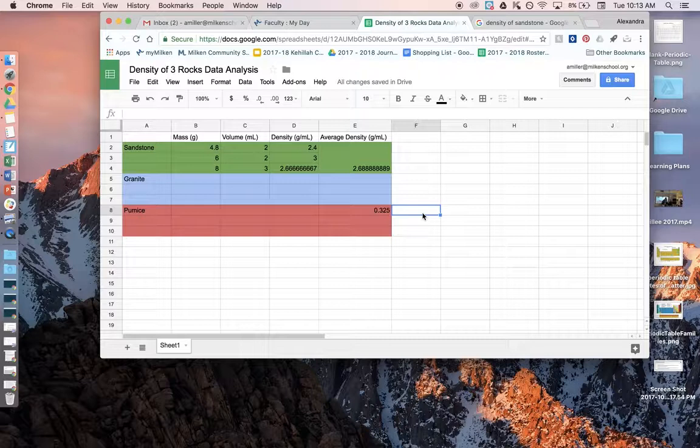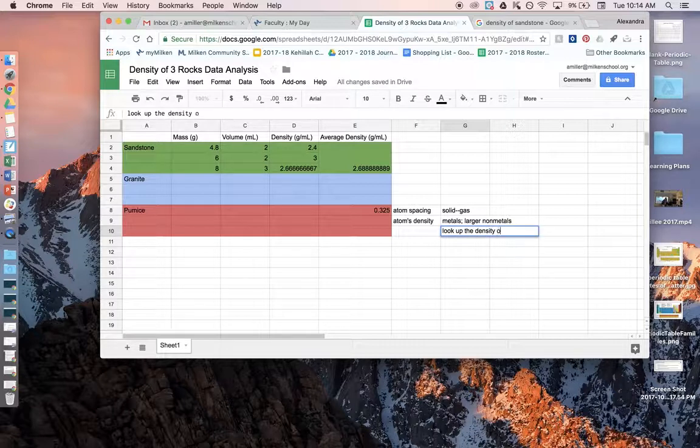But remember, in class, we learned about 2 things that affect the density of a substance. How far apart or close together the atoms are. So in a solid, they tend to be really close together, and in a gas, they tend to be really far apart. And then the density of the actual atoms themselves. Metals and larger nonmetals tend to be denser. We don't really know what that means yet, but you can look up the density of atoms. And you can just find some information.